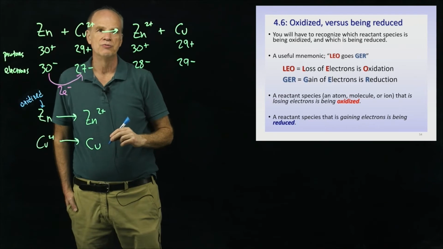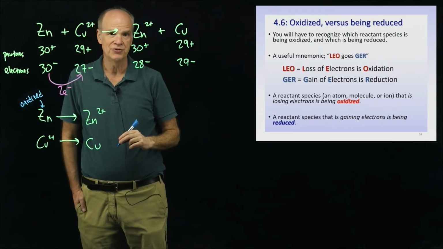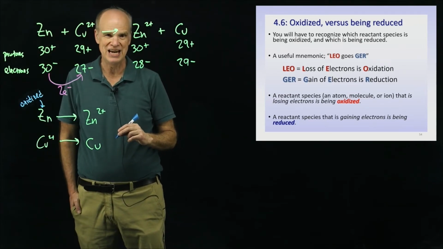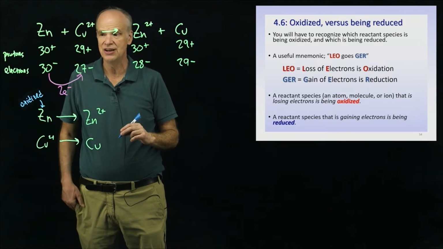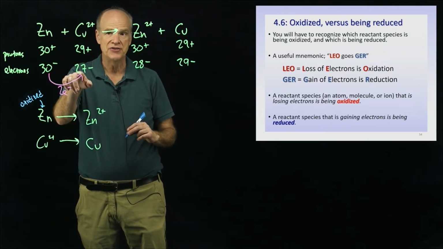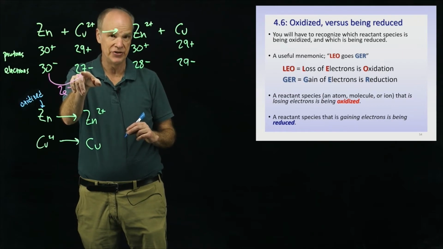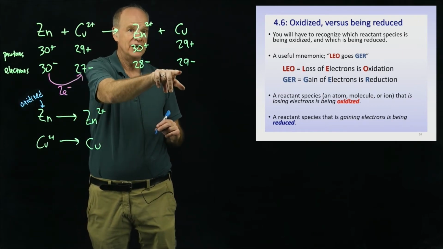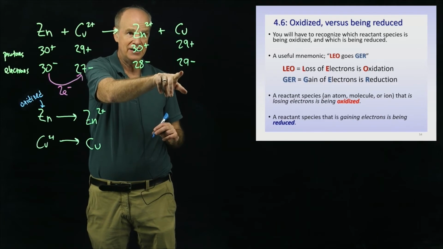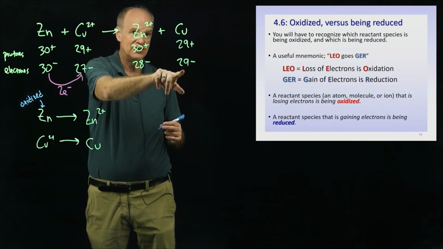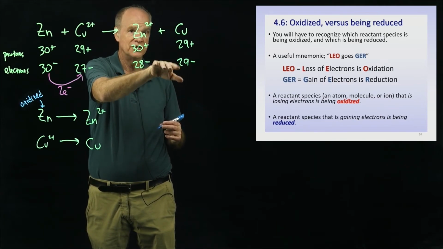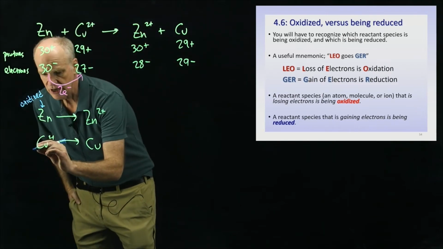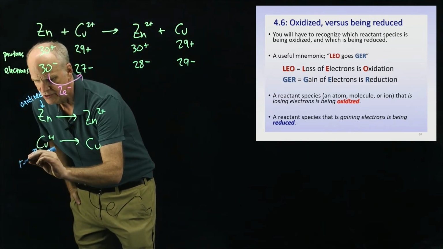Okay, so which reactant is being reduced? Well, GR, gain of electrons, is reduction, and so I think you can see that the copper ion reactant is gaining electrons from the zinc metal reactant, and when it does, it goes to a product which now has 29 electrons, and so is neutral and therefore will be a metal. So copper here is being reduced.